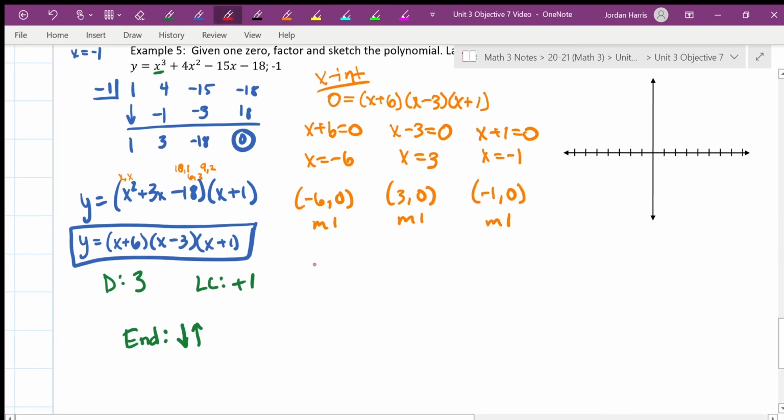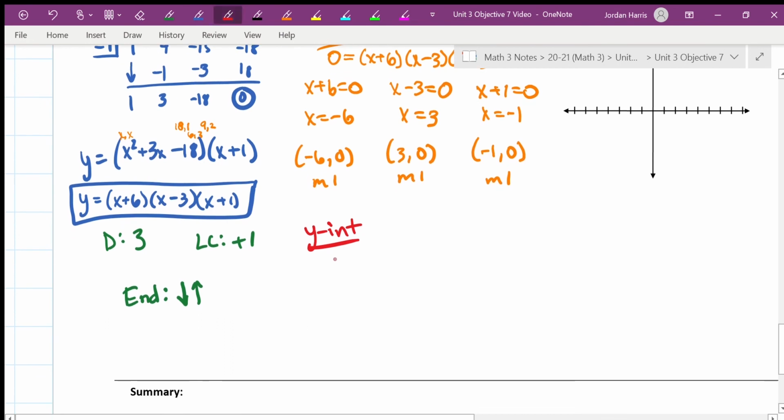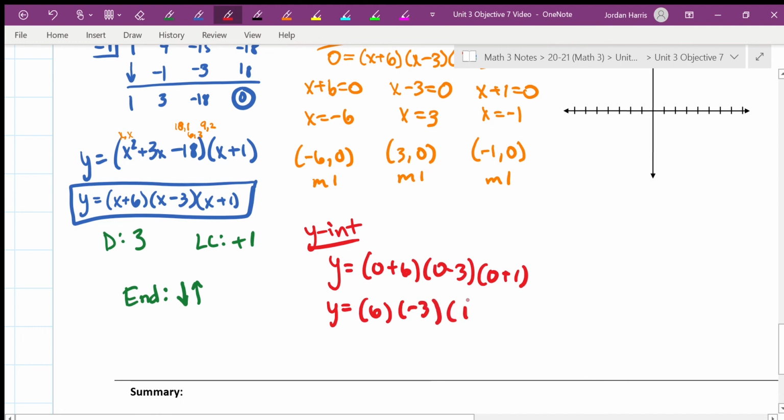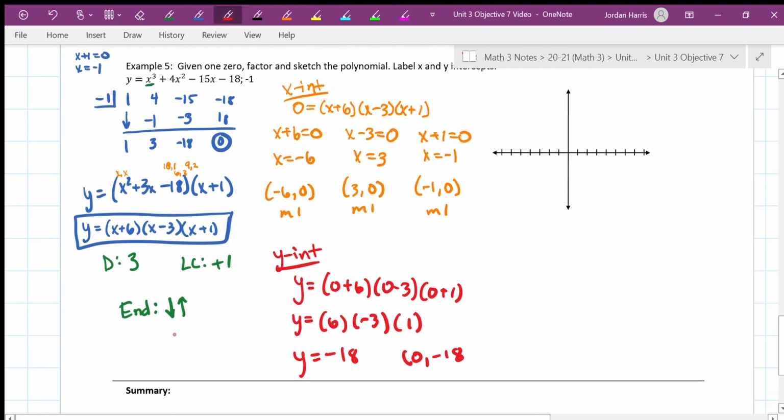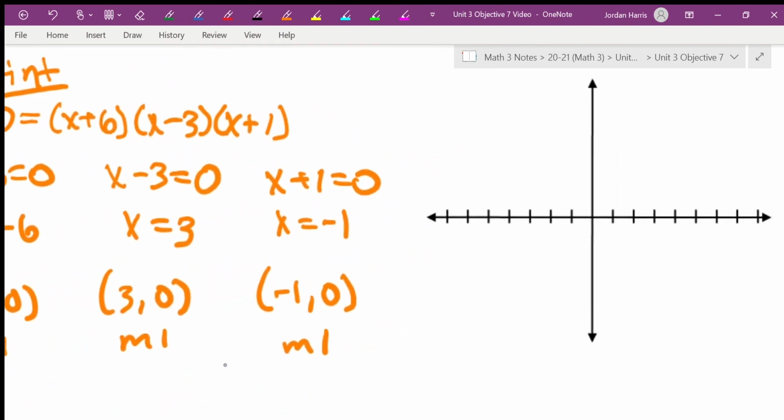And then finally we need the y-intercept. So I set x equal to 0, so I get 0 plus 6, 0 minus 3, 0 plus 1, so I get positive 6 times negative 3 times positive 1, and so it's negative 18. So 0 comma negative 18. I have labeled my x and y intercepts. X-intercepts have their multiplicity listed. I have my end behavior, my factored form. All I need is my sketch now.